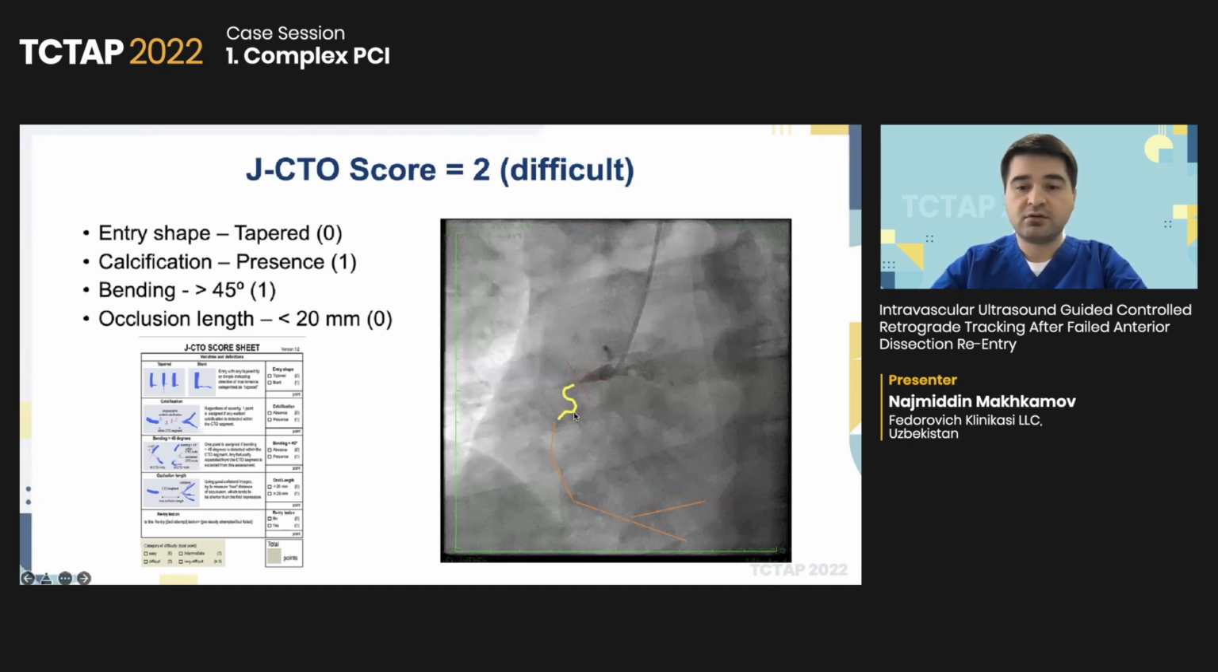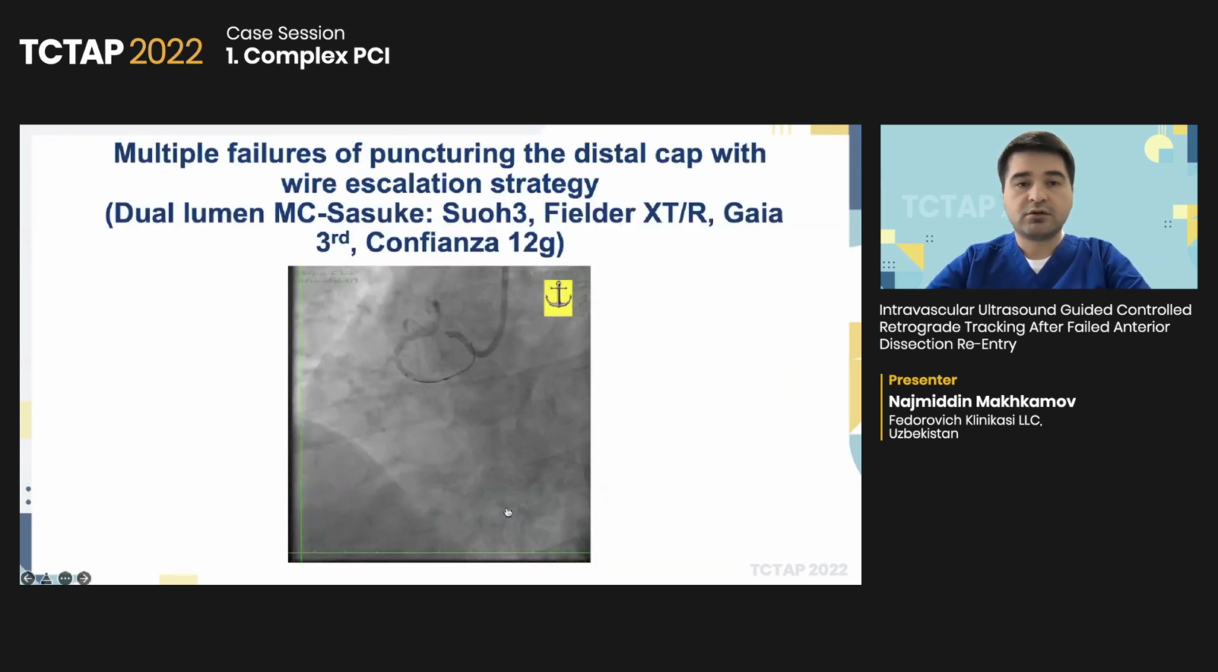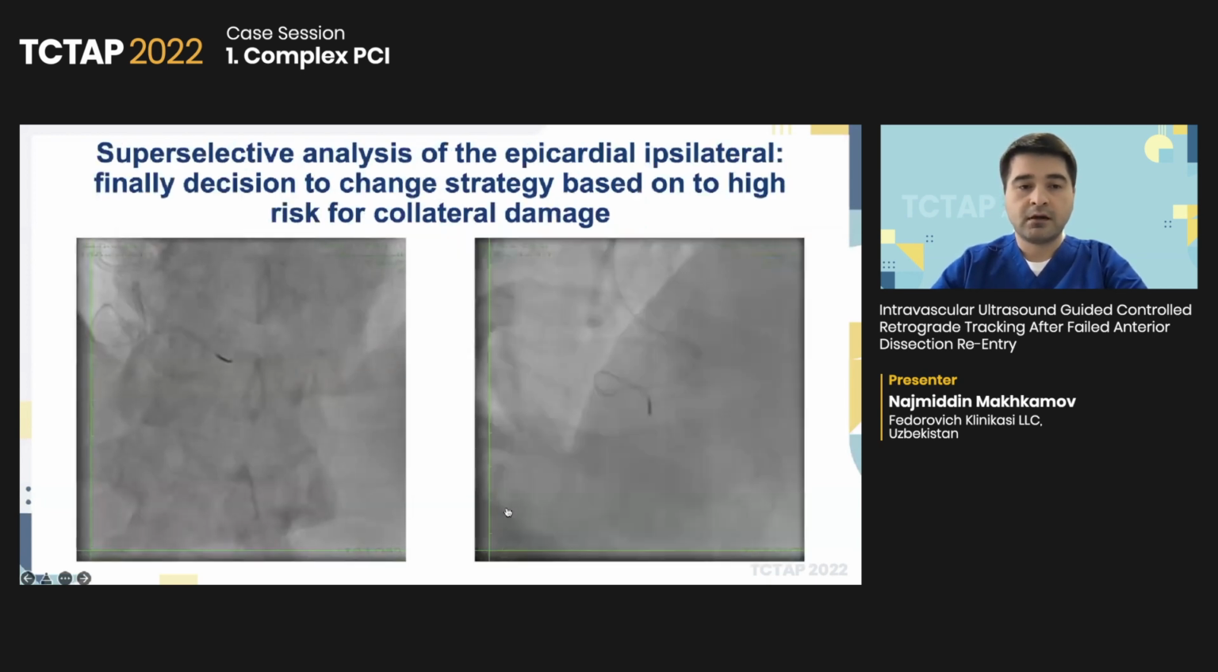As you can see, there is an ambiguous cap with some tortuous lesion. So there were multiple failures to puncture the distal cap with the wire escalation strategy, even with the support of dual lumen microcatheter Sasuke. We tried Sion, Fielder XTR, Gaia Sort, and even Confianza. And then we did the super selective analysis of the epicardial ipsilateral. Finally, the decision was to change the strategy based on the high risk of collateral damage.